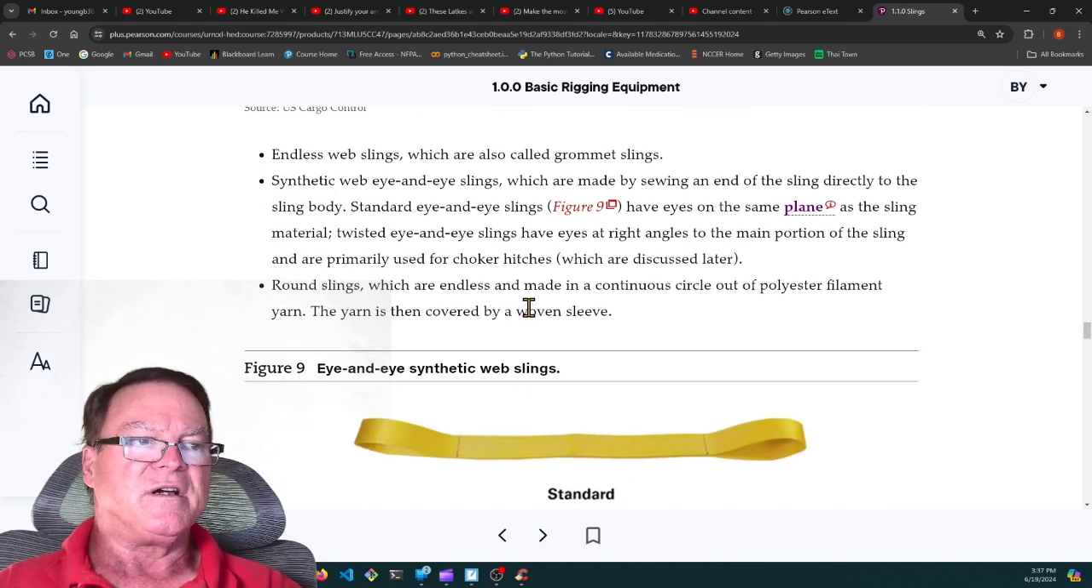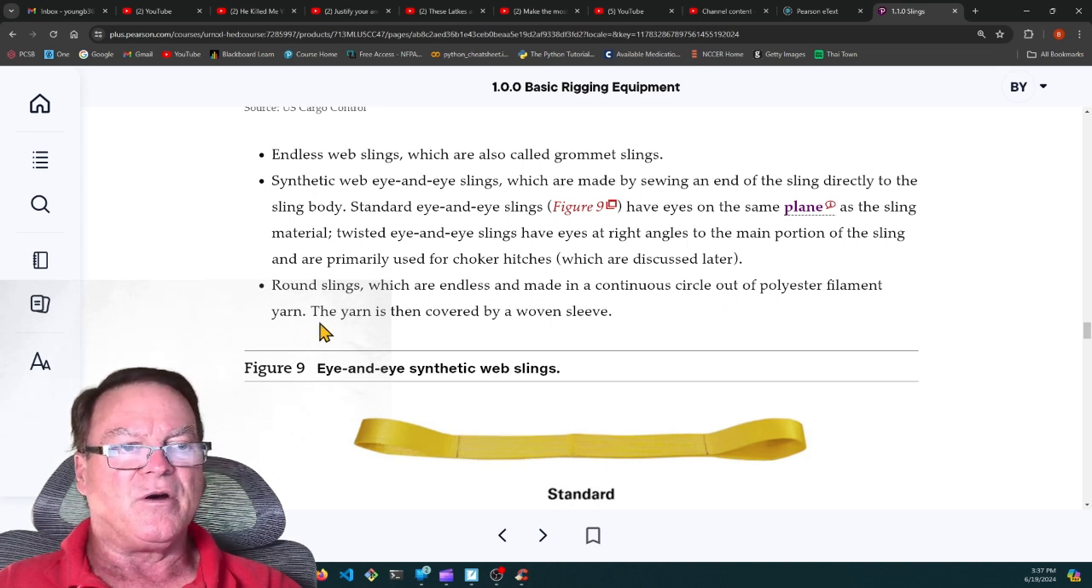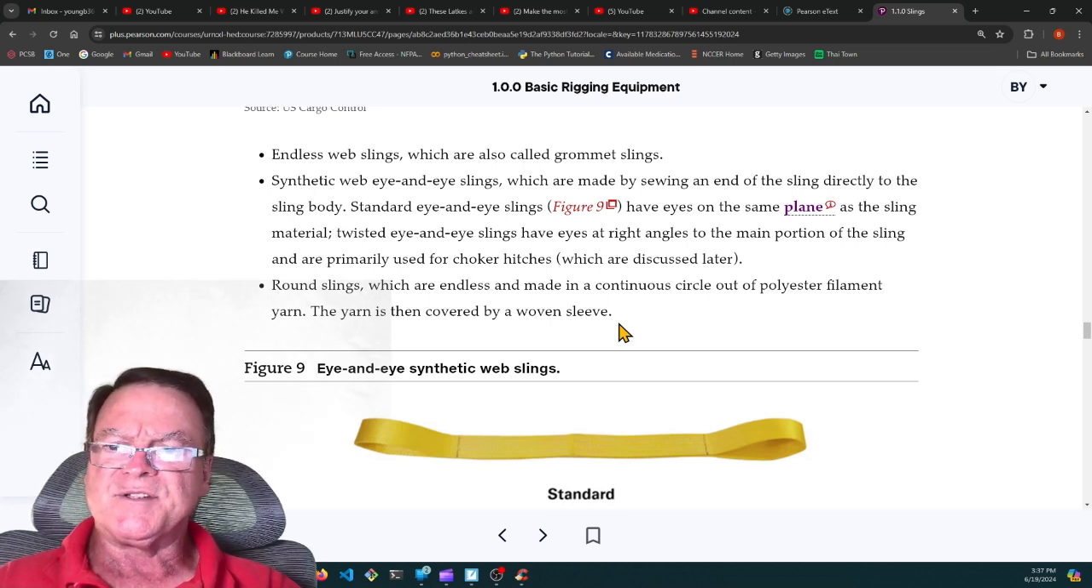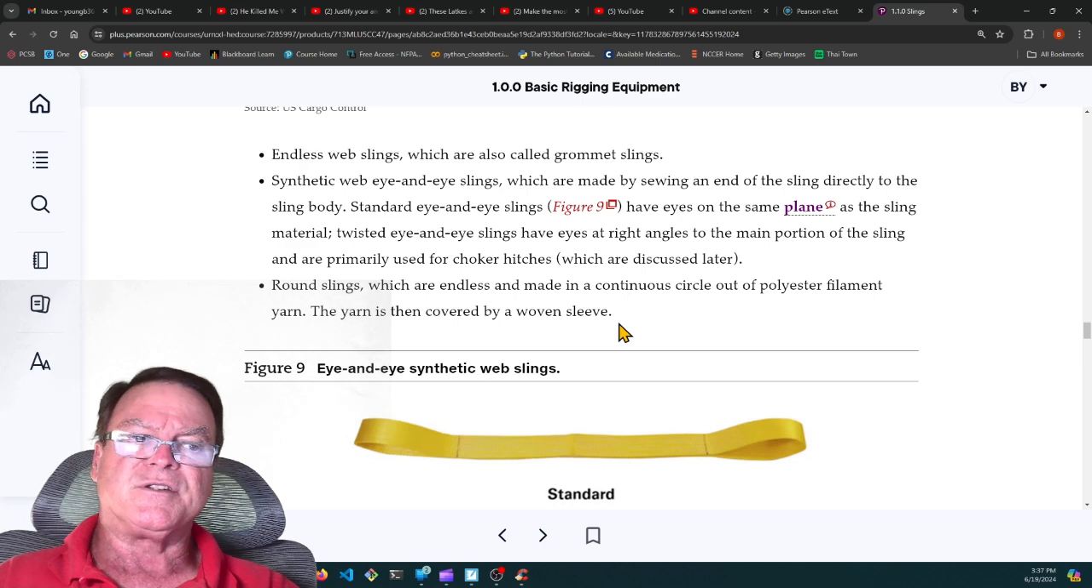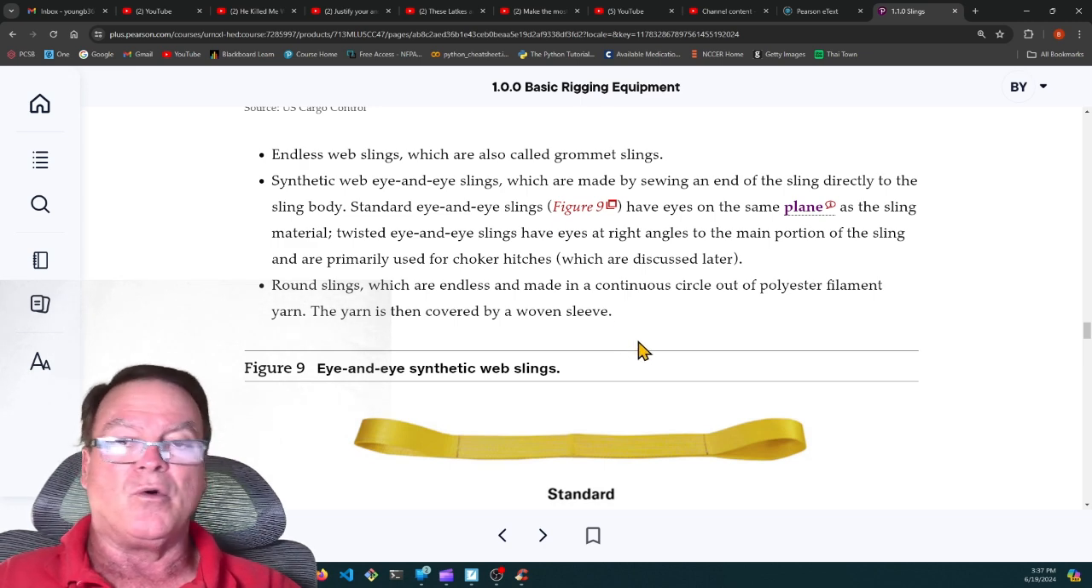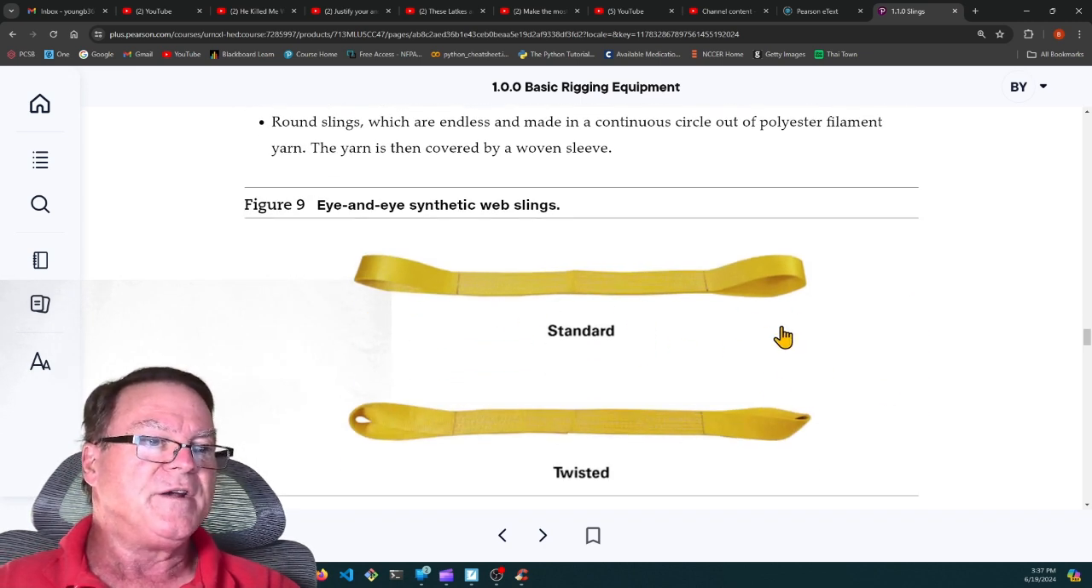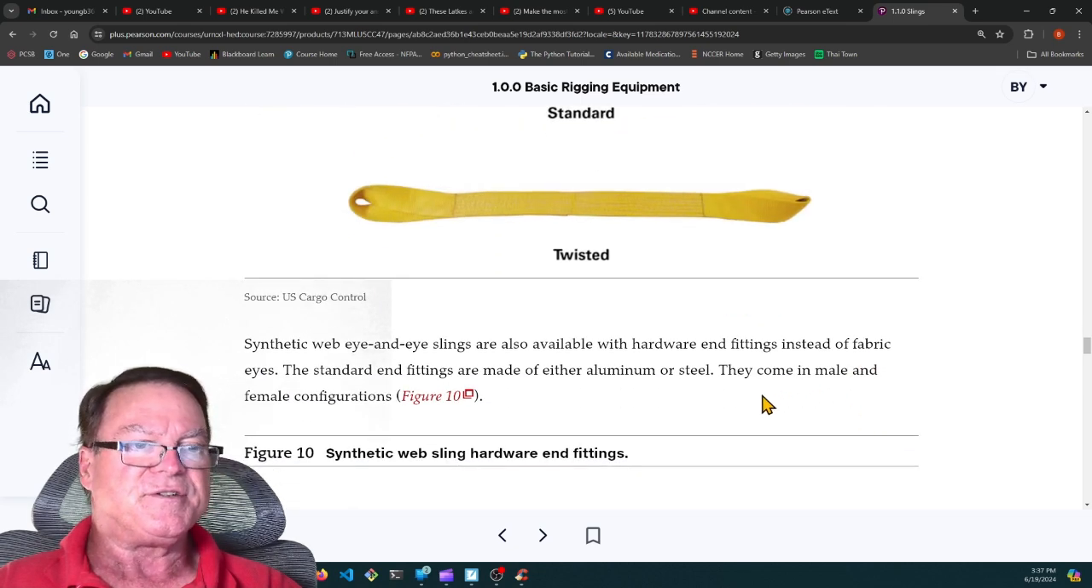Round slings are a continuous circle made out of polyester filament yarn. The yarn is then covered by a woven sleeve, and the cross section of the web actually looks circular, so they call it a circle web. Here's the standard, here's the twisted. This is the one used for choker hitches.